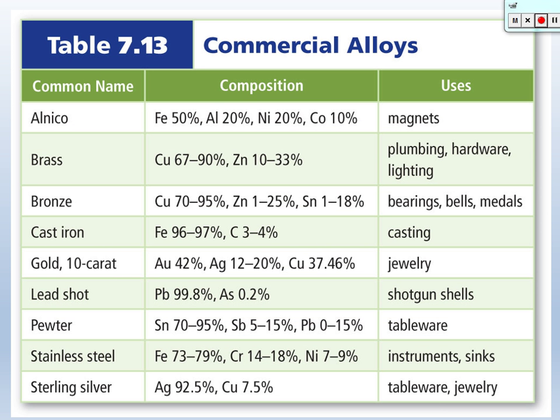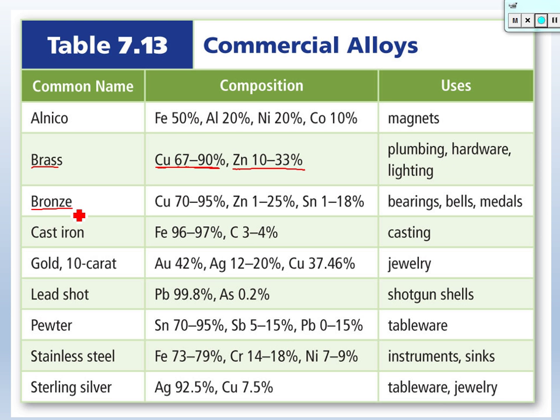Here's a table of common commercial alloys. There's many alloys, way more than just what's on this table here. But these are some common ones. I wanted to talk about brass. We've said most of brass is copper. So from 67 to 90% is copper. But there's some zinc in there mixed in, 10 to 33%. And brass is used a lot with plumbing, hardware, and lighting.